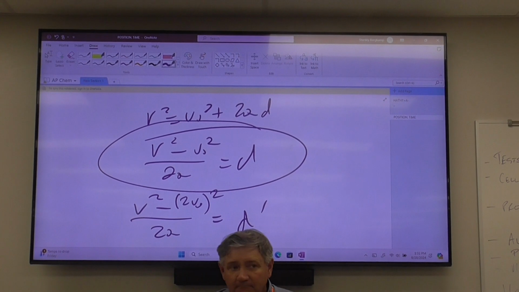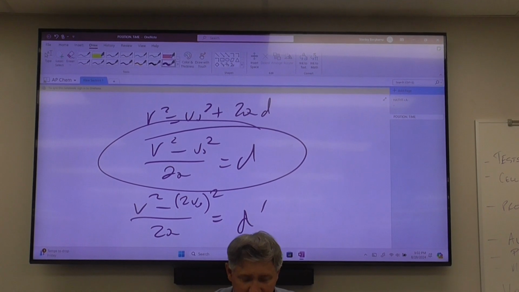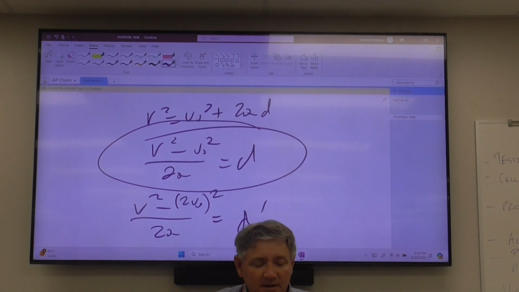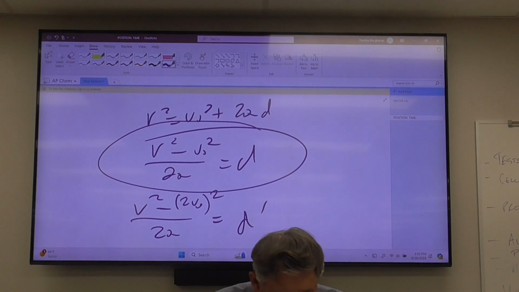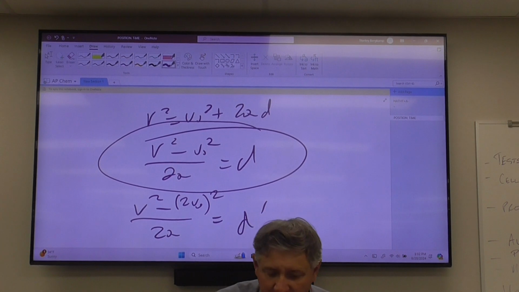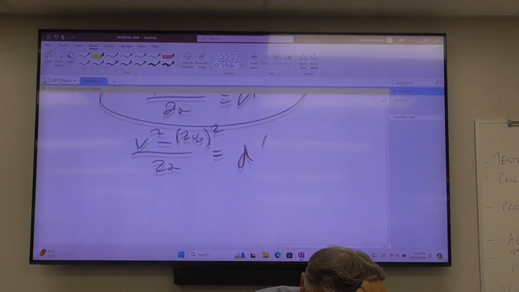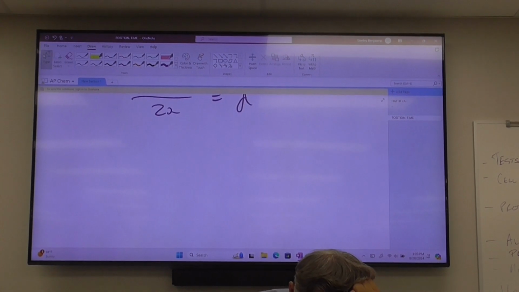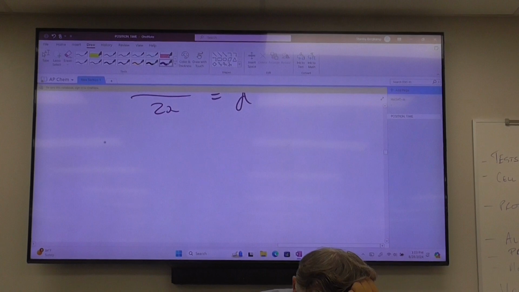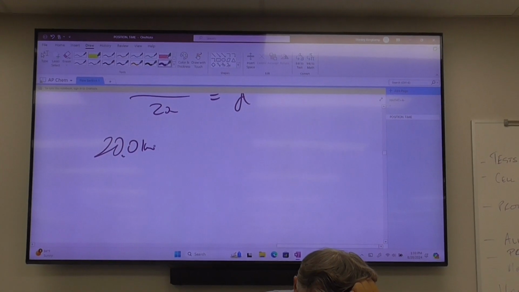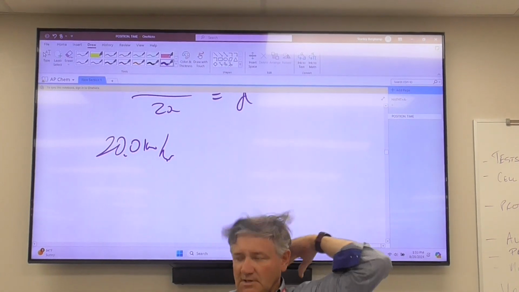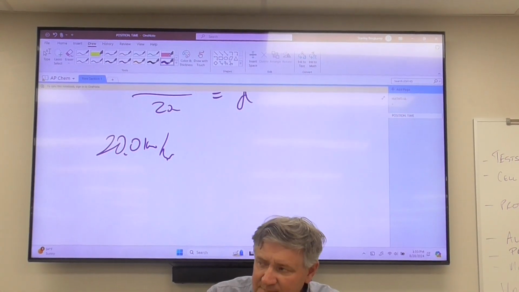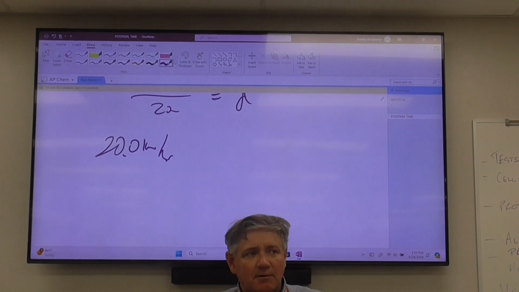Makes sense. Now, we're going to roll that same idea into number 15, the ones that I typed up. So number 15, you've got a car traveling at 20.0 kilometers per hour. What's the first thing you're going to have to do with kilometers per hour? Convert to meters per second. Keep the same number of digits, if not more.